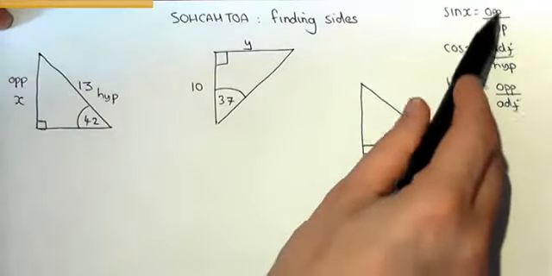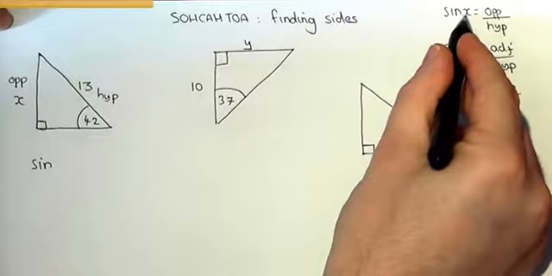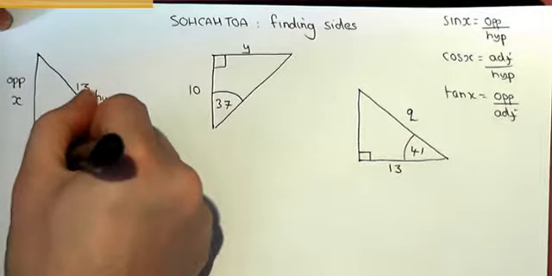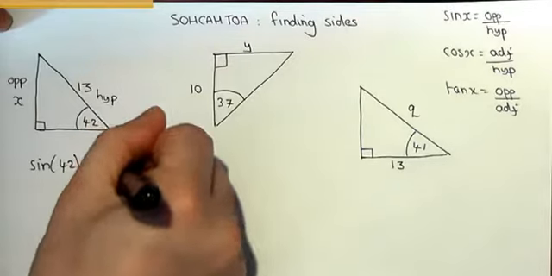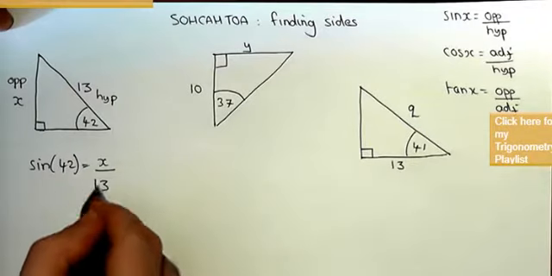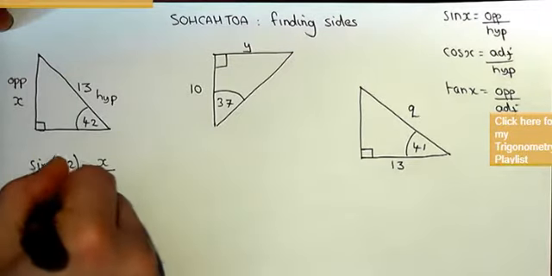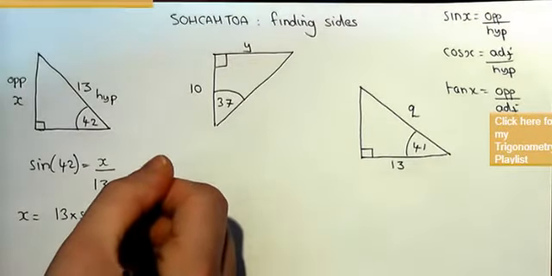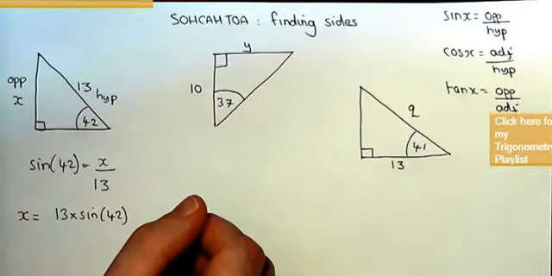Well, it's the sine equation. So, sine, now the x here in the equation is the angle, not the x in the question. So, sine of the angle, in this case 42, is equal to opposite, which is x, over the hypotenuse, which is 13. So to find x, I need to rearrange this equation by timesing by 13. So x equals 13 lots of sine 42. So I input that into my calculator as I see it, 13 times sine of 42.